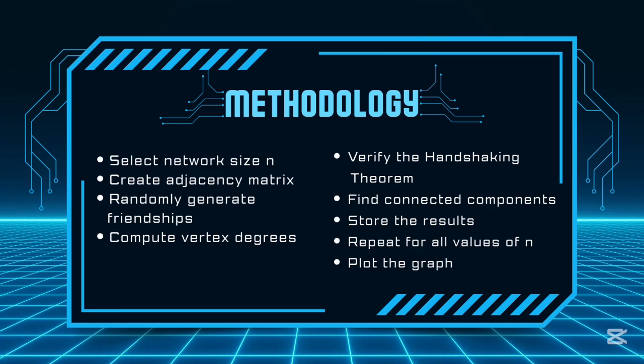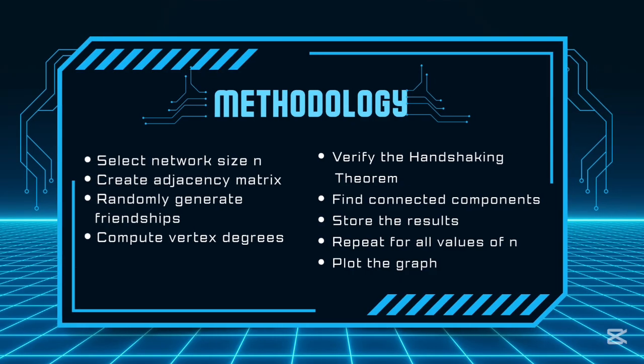Moving to our next slide, we are now looking at the methodology used for the B1 simulation. Our methodology for B1 involved generating the random graph, verifying the handshaking theorem with the computed degrees, and then using graph traversal algorithms to find the connected components. We stored these results and repeated this process for all network sizes before plotting the final graph.